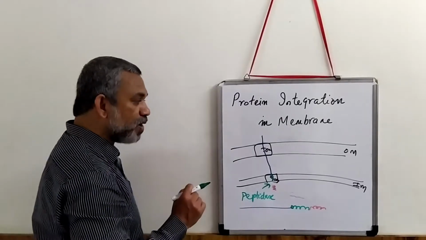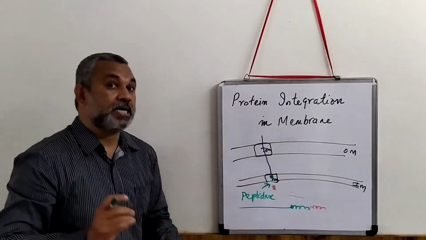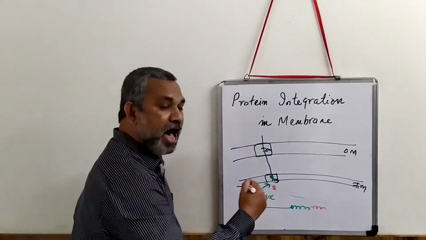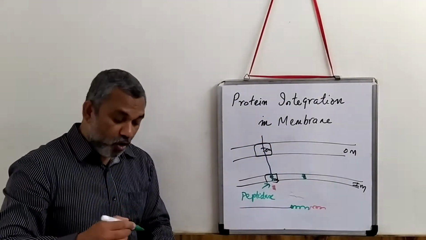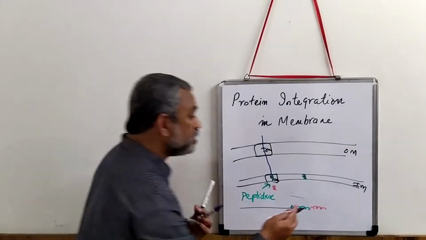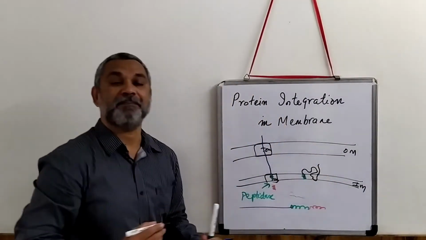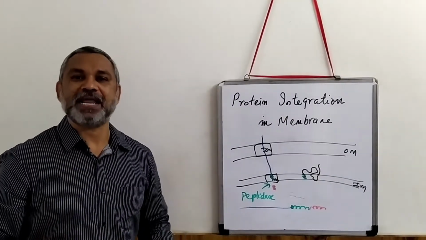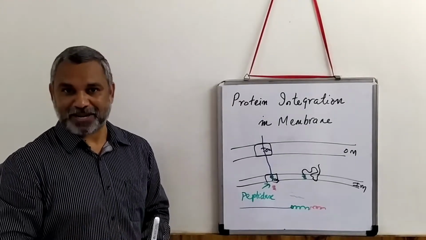So what is likely to happen is, this remains here, this is the Tim complex. It will try to pull the protein inside, and after some time the Tim complex moves away and this protein gets incorporated in the membrane. So this is one way of integrating protein in the inner mitochondrial membrane.